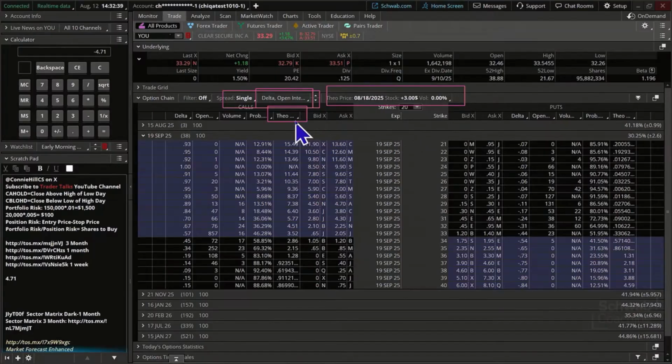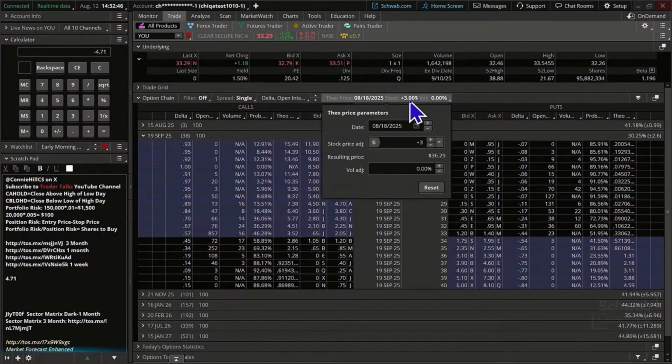If you don't have Theo Price selected as one of your columns, it's not going to show up for you, okay? So you've got to have that. Now we're going to click on this, and we're just going to go to the bottom and hit reset. Just start it out nice and clean. There was some old data in there, so we want it to start over with today's date.